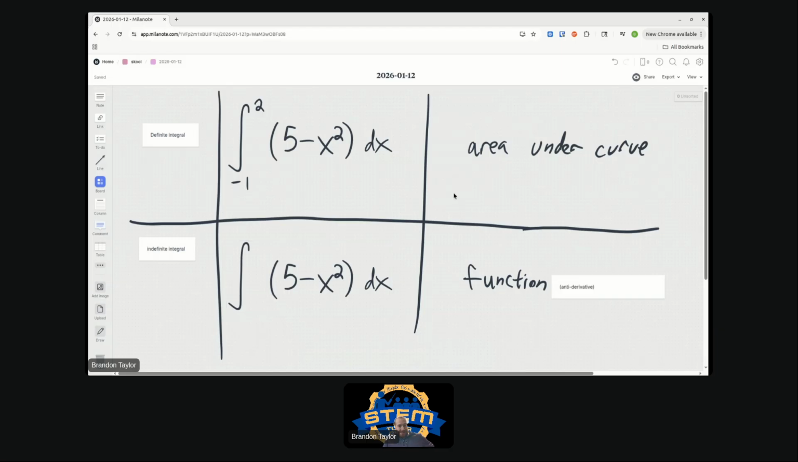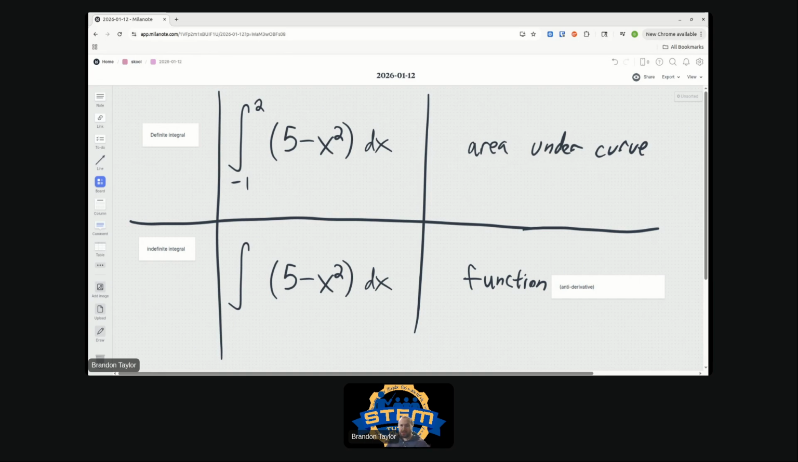So basically, definite integrals, what we have here, are the only things that are actually useful in the real world, in solving physics problems, whatever. The area under the curve will usually mean something, it really depends on the context of the problem. It could be the displacement, the change in distance. It could be the change in velocity.